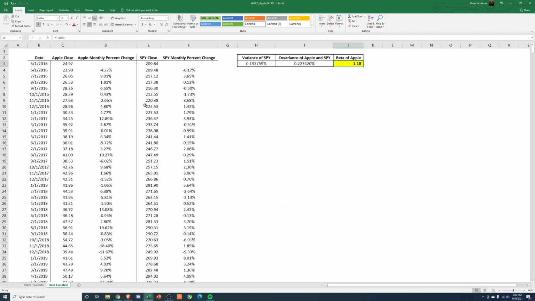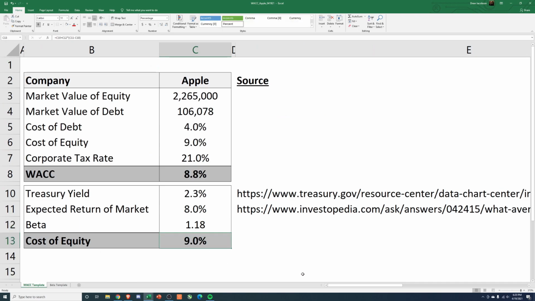And if you're not familiar with beta, what this means is if the S&P increases 1% or decreases 1%, on average, Apple is increasing 1.18% or decreasing 1.18%. It's just how much it fluctuates in comparison to the broader market. So that's the beta. All of this goes in to get your cost of equity here.